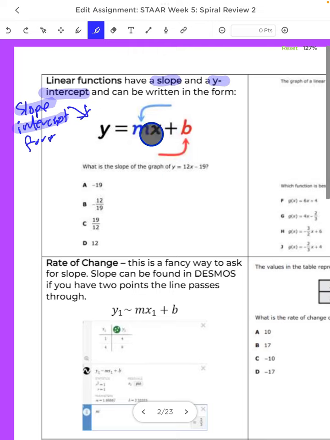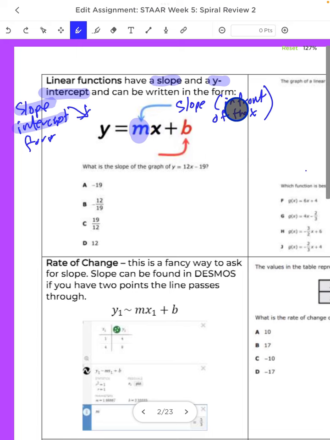Okay, so if we look in front of the x, we find this value right here. The number in front of the x is called the slope. Okay, so it's always in front of the x. Okay, and then the number that's at the back is called the y-intercept. Okay, so if it's solved for y, that's all we do is look at those locations. All right, so on this question, it says, what is the slope of this graph? Okay, so take a quick look at that and see if you got the right answer.